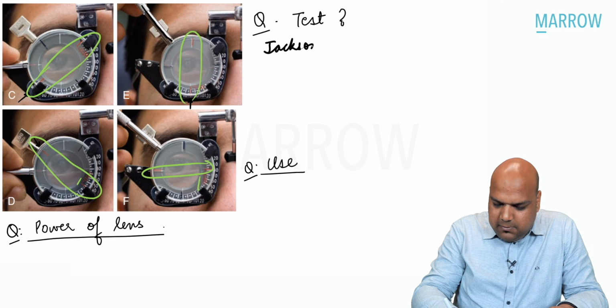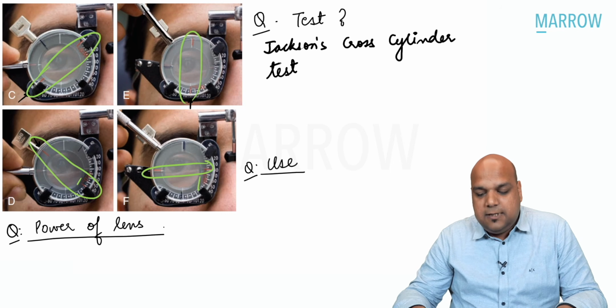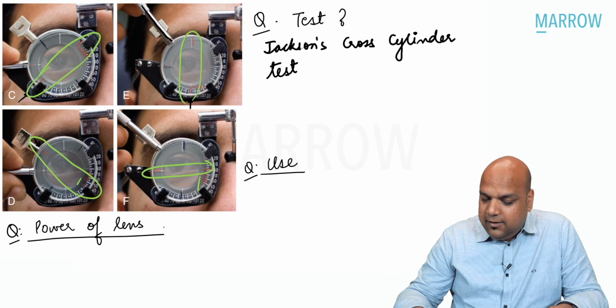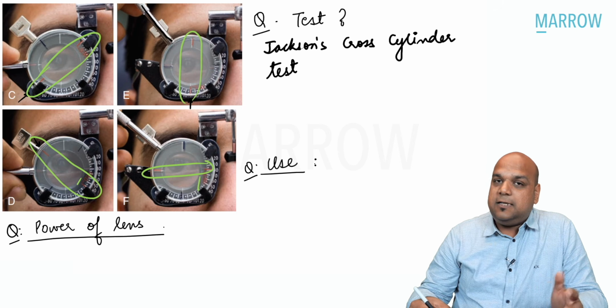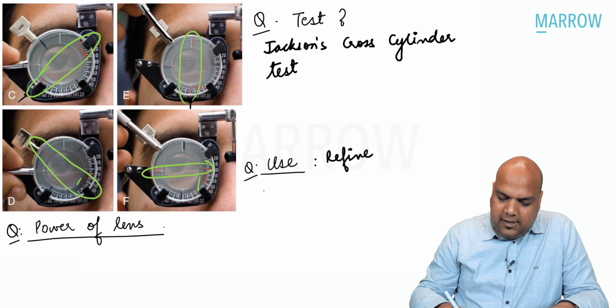If not, then please remember this is Jackson's cross cylinder test. This is Jackson's cross cylinder test. Now, what is the use of this test? Yes, we know this now. This becomes a theory question. This is done to refine the cylindrical power of the spectacle.